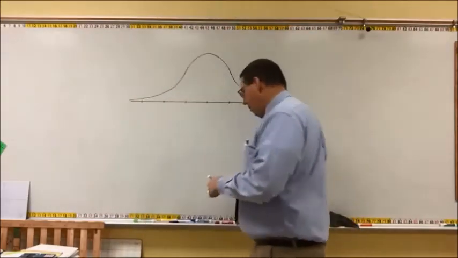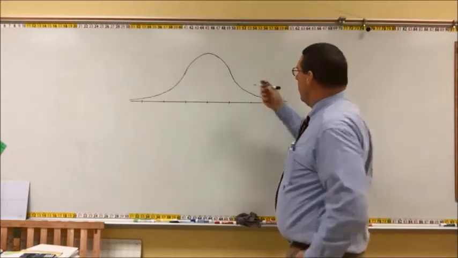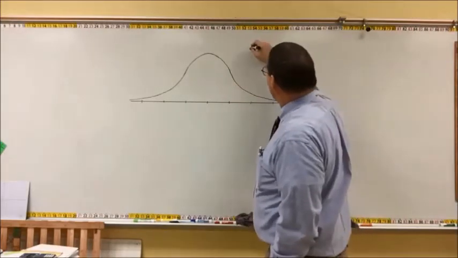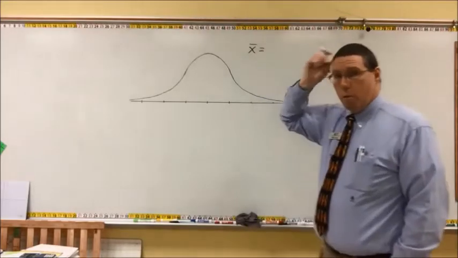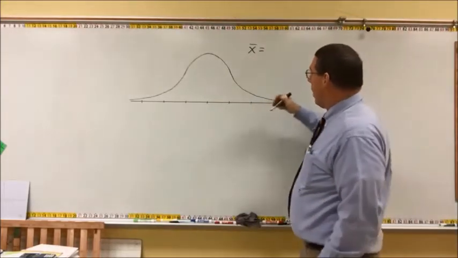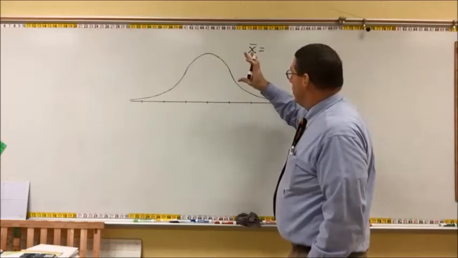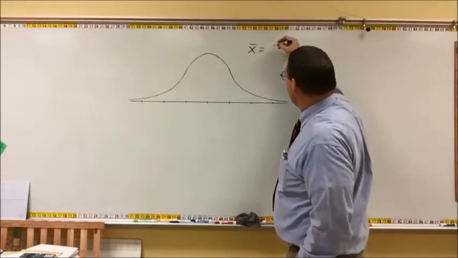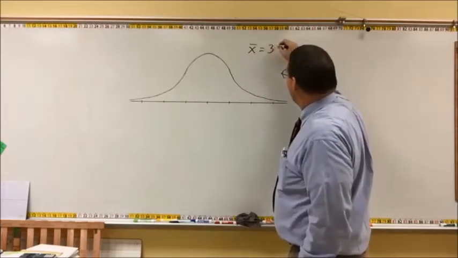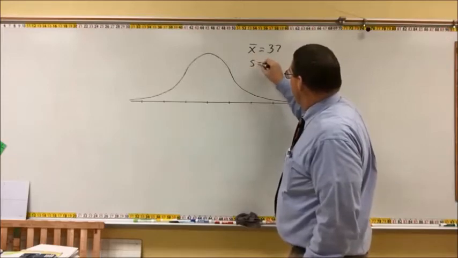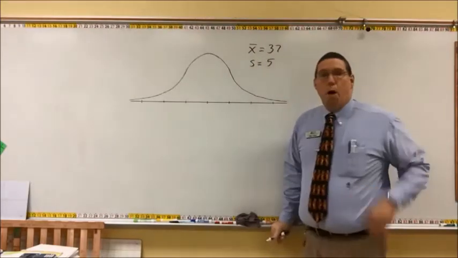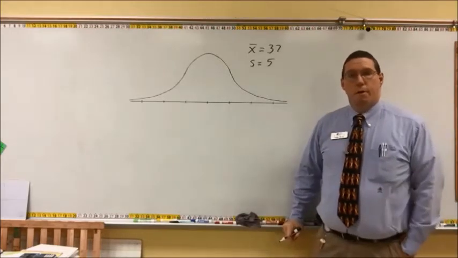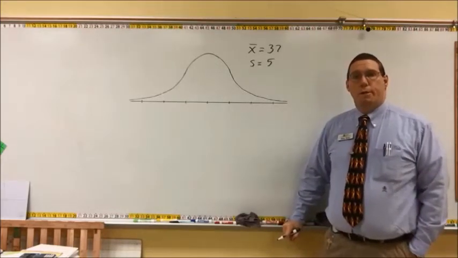To start, let's review what we did in the last lesson, in day 4, and I want you to create a normal distribution that has a mean of 37 and a standard deviation of 5. Okay. So pause the video and go ahead and create this normal distribution.